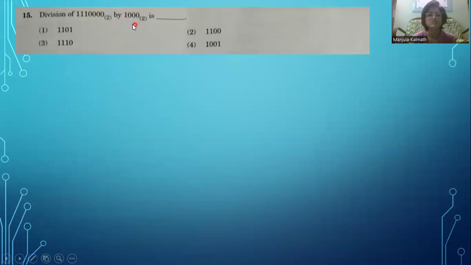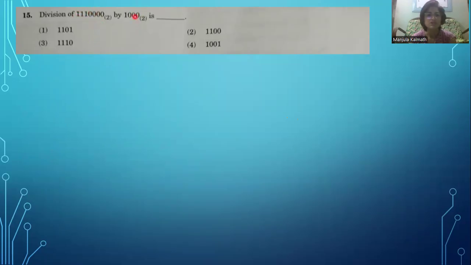And this divisor also we have to convert into the decimal number. After that we have to divide this number with this, and whatever the result comes, once again we have to convert it into binary. So here we have 0, 1, 2, 3, 4, 5, 6: 2 raised to 6, 2 raised to 5, 2 raised to 4. 2 raised to 6 means 64 plus 32 plus 16. That will be the first decimal number.